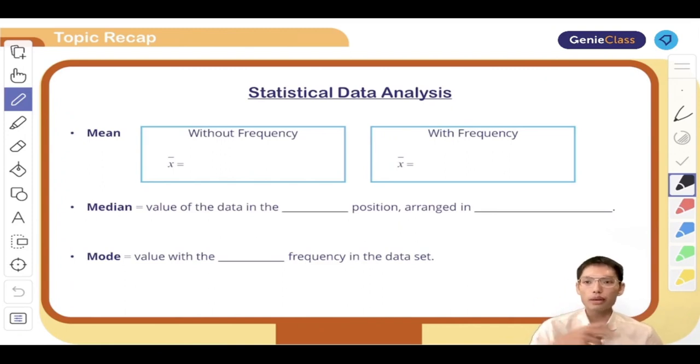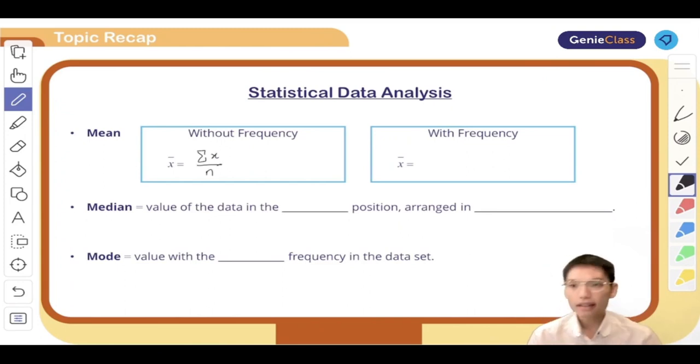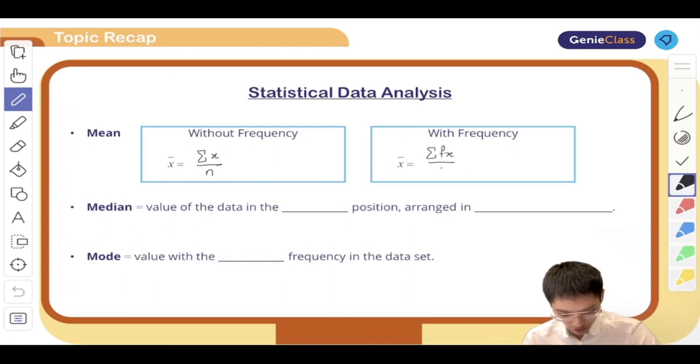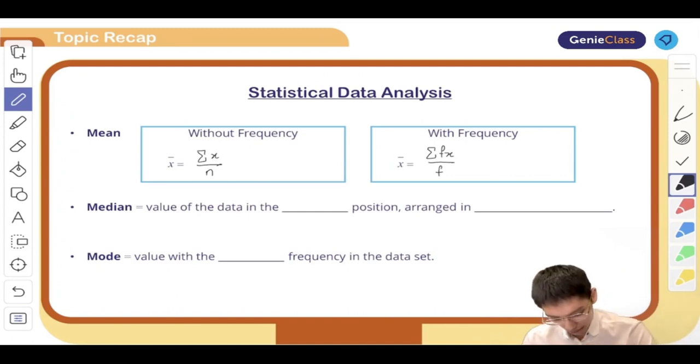So mean, there are two types. Without frequency, that means you are not given the frequency, which is just summing all of them divided by n. We have some examples later. Or with frequency, you are going to sum each value multiplied by its frequency and divide by the total number of data values, which is the sum of all the relevant frequencies.